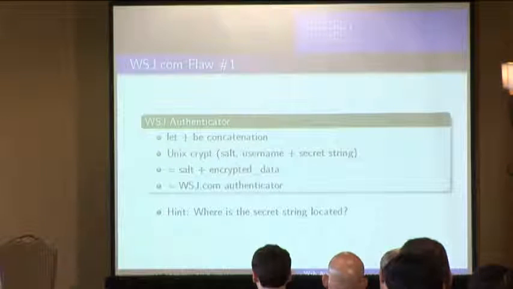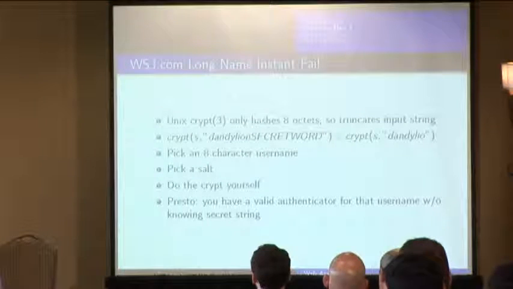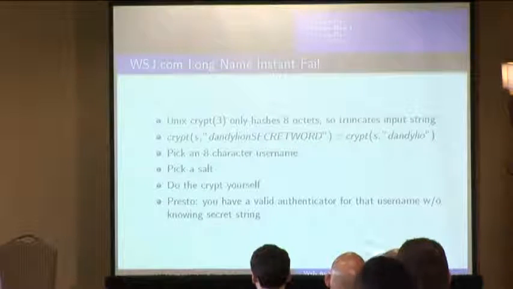Okay, so the hint is, where's the secret string located? The secret string is after the username, and I just told you that it only accepts 8 characters, that it truncates after 8 characters. So it's only hashing 8 octets, so as long as you have a password that's 8 characters or more, the secret word isn't even involved. So what you could do is you could pick an 8-character username.